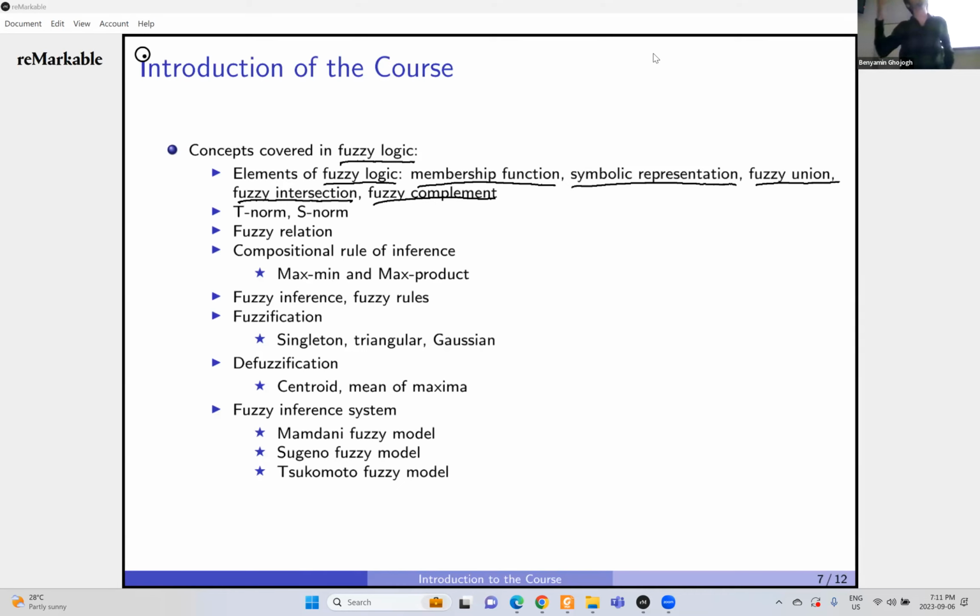And it is used a lot in various fields of science, especially control. We have fuzzy controllers. I think mechatronics students know about control a lot. T-norm, S-norm, fuzzy relation, compositional rule of inference, max-min, max-product, fuzzy inference, fuzzy rules, fuzzification, defuzzification. What does it mean?